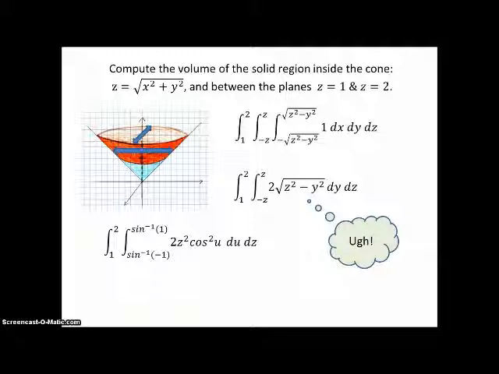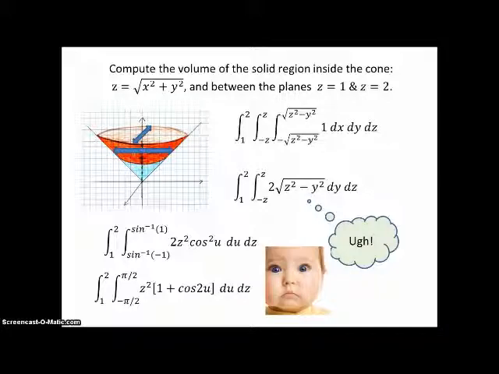Now, it actually does work out. I had to do quite a lot of work on my scratch paper, and I did use an identity and integrate and so on and so forth. But it took a little while. So that's probably not the best way to do this problem. Well, let's not make babies cry. Let's look at it a slightly different way.